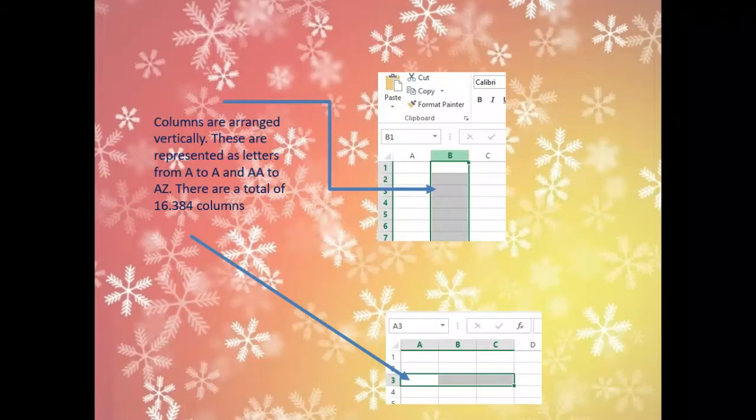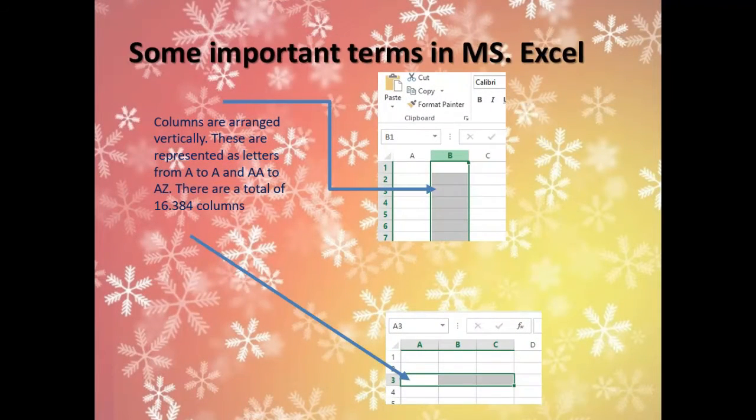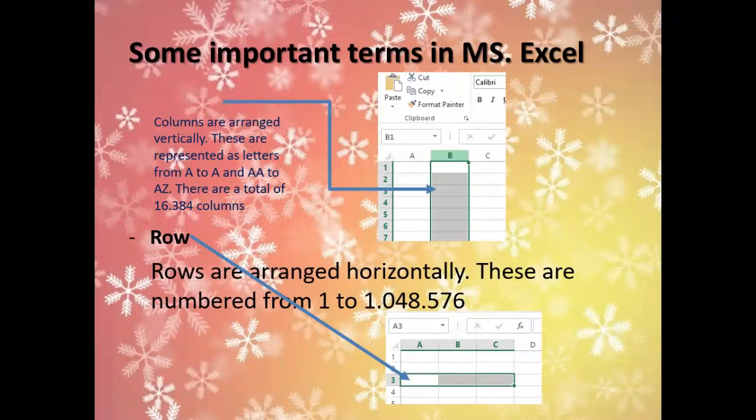Okay, now we continue. Still some important terms in Microsoft Excel: row and column, and their definitions. You know column. Columns are arranged vertically. Look at this, kid. Vertical. Column A, column B, column C. So from top to bottom, this is vertical. So that is a column.